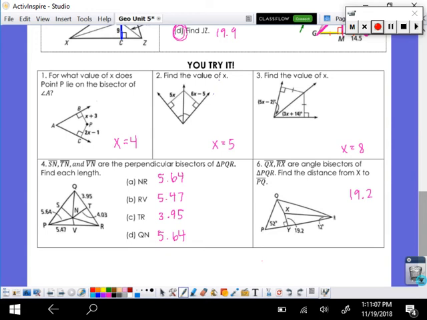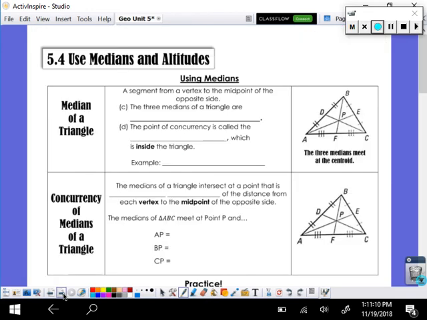Moving on to 14.4. This is use medians and altitudes. You might have heard of these words before, median and altitude, but I'm pretty certain that these will probably be new definitions and how we're using them. First, using medians. We need to know what the median is. So the median is going to be a segment from a vertex to the midpoint of the opposite side.